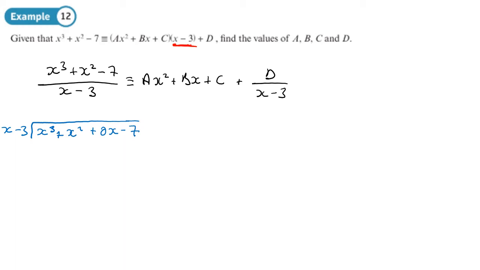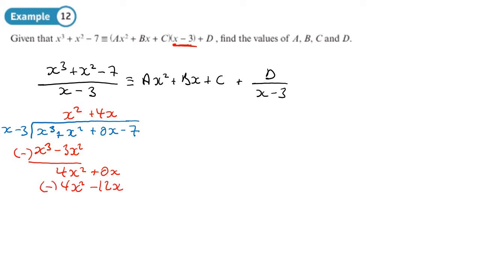x into that goes x squared, multiply to give us x cubed minus 3x squared, subtract, 4x squared. This looks familiar. I think this is the same as the last one. Could be wrong. x into that goes 4x, multiply, 4x squared minus 12x. I think it is the same as the last one.